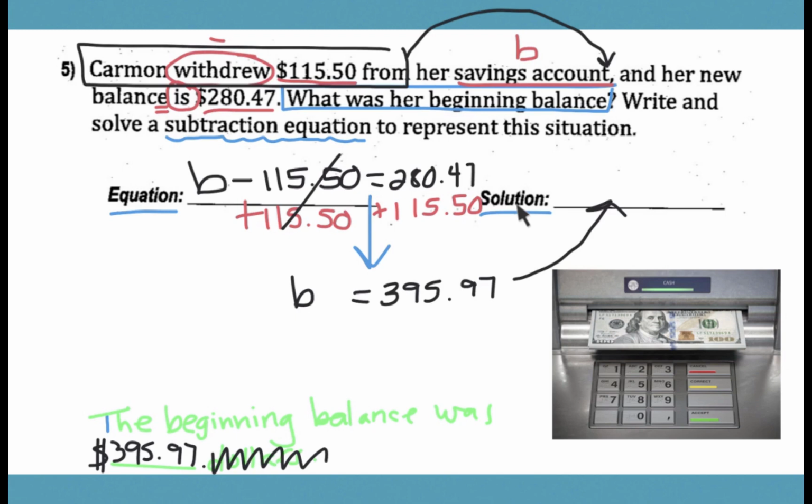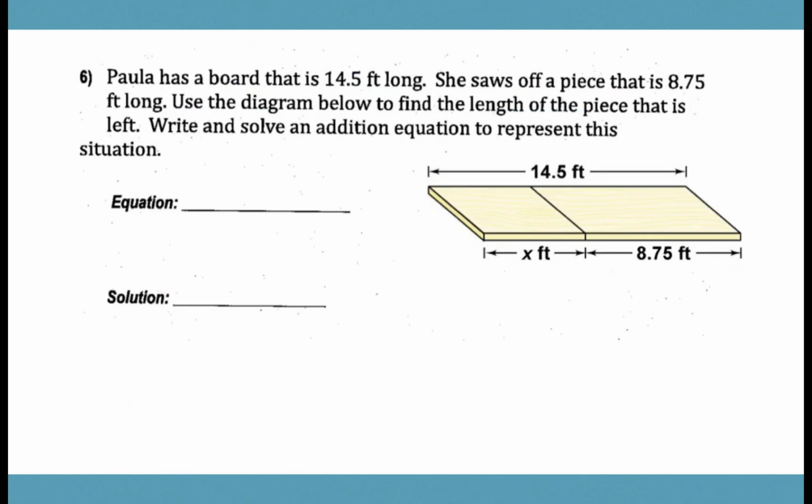Again, using the marking the text strategy is really helpful. Let's look at example 6. Paula has a board that is 14.5 feet long. She saws off a piece that is 8 3/4 feet long. Use the diagram below to find the length of the piece that is left. Write and solve an addition equation to represent this situation.